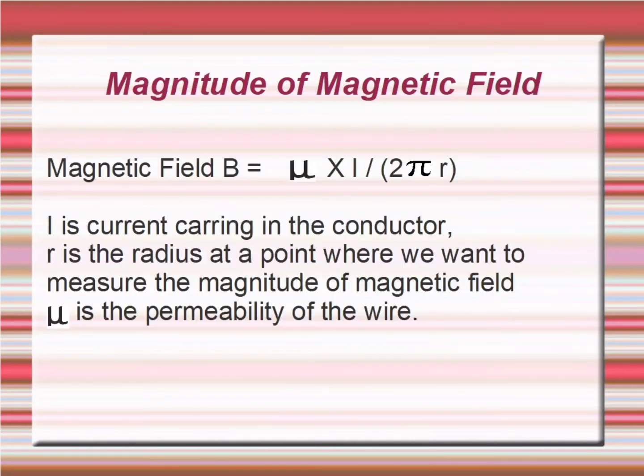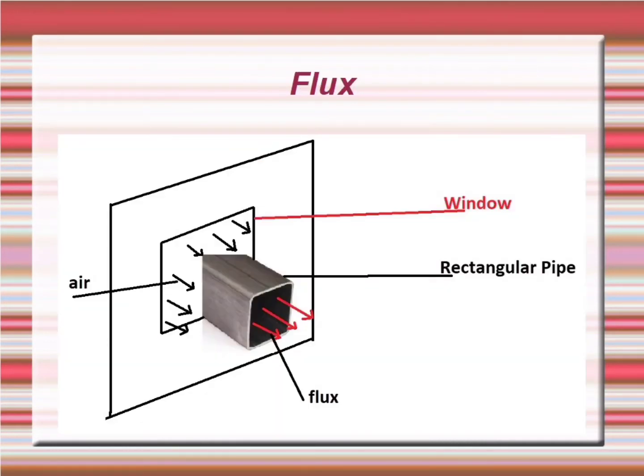Let us find out the magnitude of the magnetic field. Magnetic field B is equal to mu multiplied by current I divided by 2 pi r, where I is the current carried in the wire, r is the radius at the point where we want to measure the magnitude of the magnetic field, and mu is the permeability. Permeability depends on whether the wire is in air, water, vacuum, etc. Here, we can see the magnetic field is stronger when the radius is small and weaker when the radius is larger.